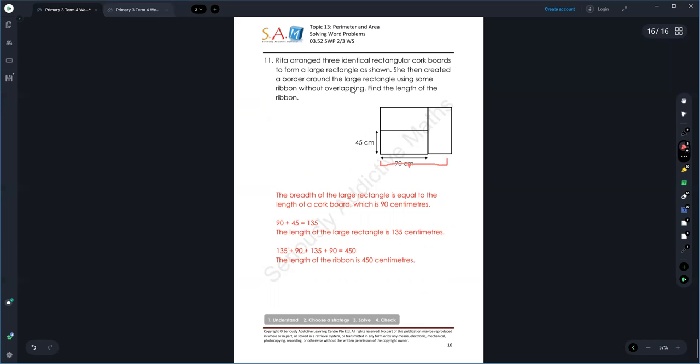Oh, sorry. No, I actually got it wrong. I misunderstood this question. So it's actually she then created a border. So it's actually the perimeter, isn't it? Right. So which is 45, right, plus 90 plus 45. So 90 plus 45 is 135. Right. So it's 135 plus 90 plus 135 plus 90.